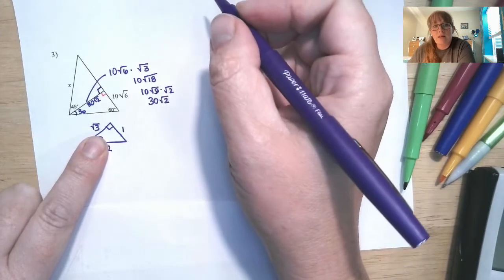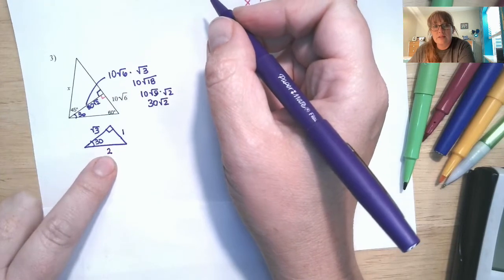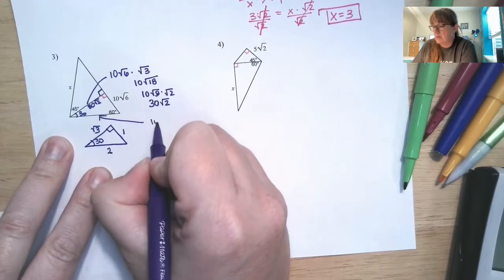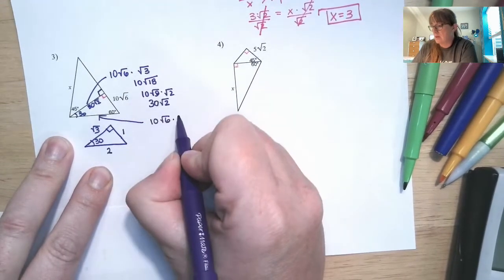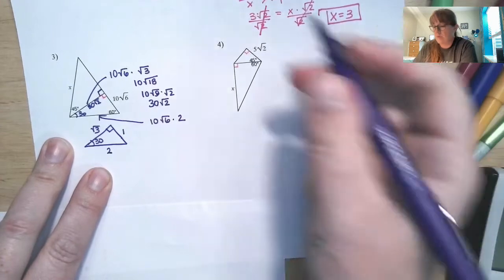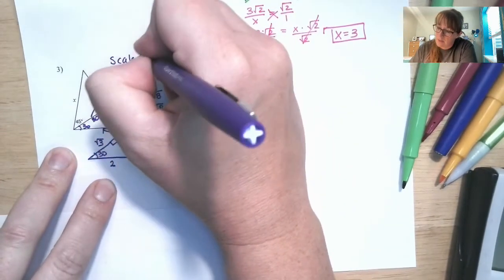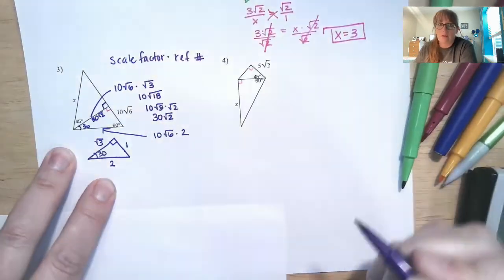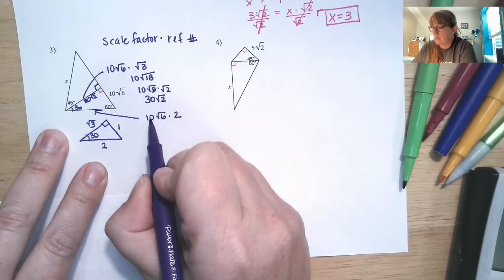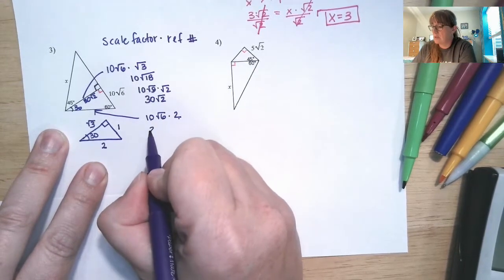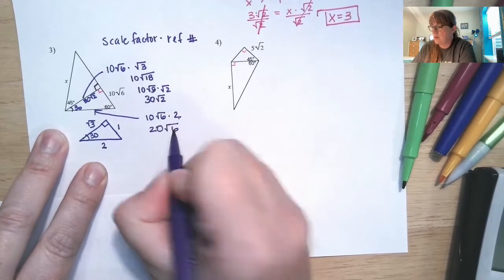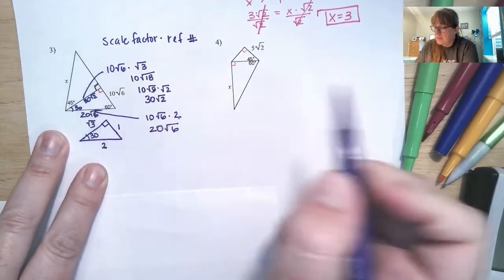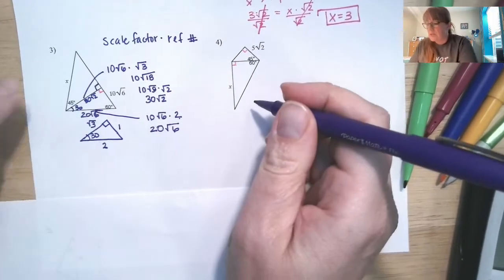Okay, so we know the scale factor is 10 square roots of 6, and we're just going to multiply that guy by 2. So this guy is going to be our scale factor, 10 square roots of 6, times our reference. Let me write that down. We're doing our scale factor times our reference number. In this case, we do big number times big number, coefficient times coefficient. We get 20 square root of 6. So this one is 20 square roots of 6. Okay, so now we did all of that.